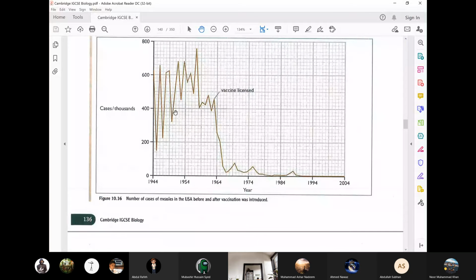And then all the cases become zero in the United States for measles, right? So by the introduction of the vaccine, the number of cases has decreased because it has provided immunity, herd immunity, to all the people all around the USA.